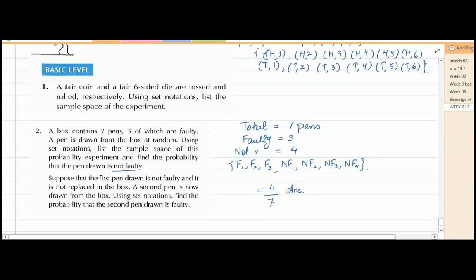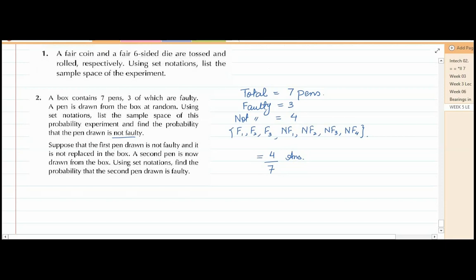Suppose that the first pen drawn is not faulty and it is not replaced in the box. Not replaced in the box, it means that you pick a chocolate and you ate it. So now it will reduce your sample space. A second pen is now drawn from the box. Using set notations, find the probability that the second pen drawn is faulty.